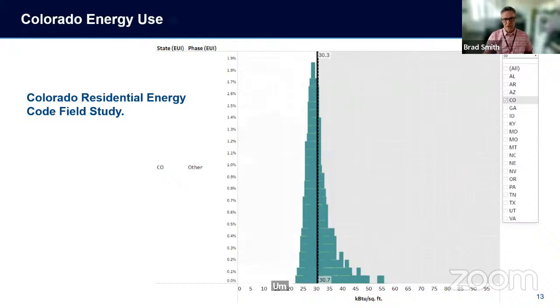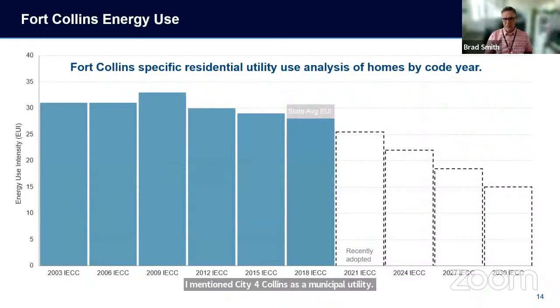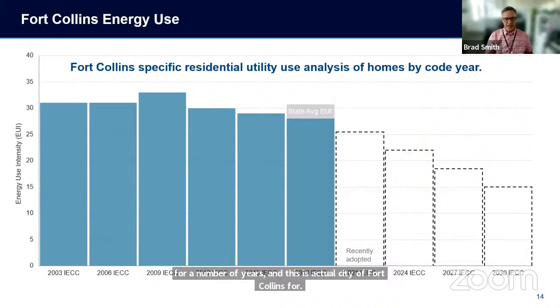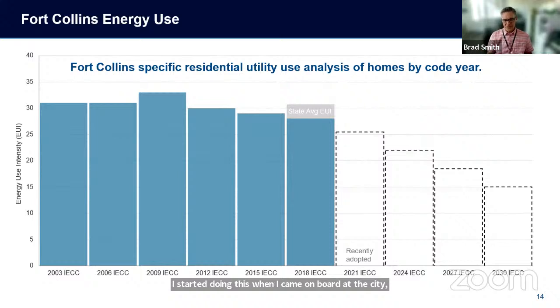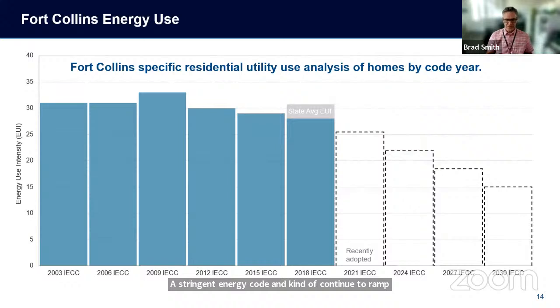Now, I mentioned City of Fort Collins as a municipal utility has done their own analysis. So we've been tracking this for a number of years, and this is actual City of Fort Collins energy use for residential homes and by code year. I started doing this when I came on board at the city because if we were going to implement a stringent energy code and continue to ramp up efficiency within energy code and amendments that provided a bit of a stretch, I wanted to make sure that each code cycle we were actually reducing energy use in our homes.